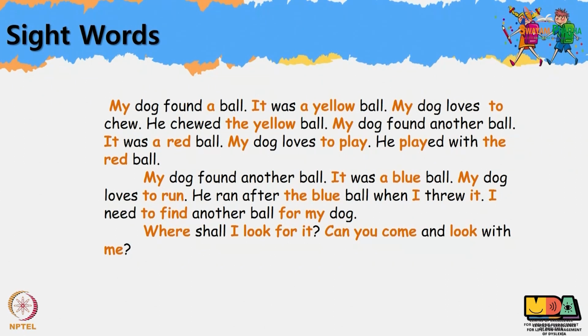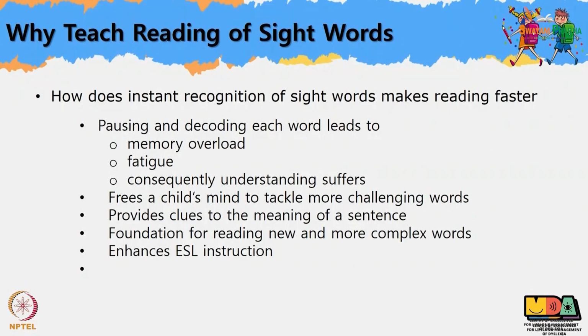On your screen, you are seeing a passage. The words that are highlighted are all sight words. You can see for yourself that more than 50% of the passage is made up of sight words. In the same way, most other passages that you come across would be made of sight words. Hence, you can appreciate the fact that sight word reading is very important for a child in order to become a fluent reader.